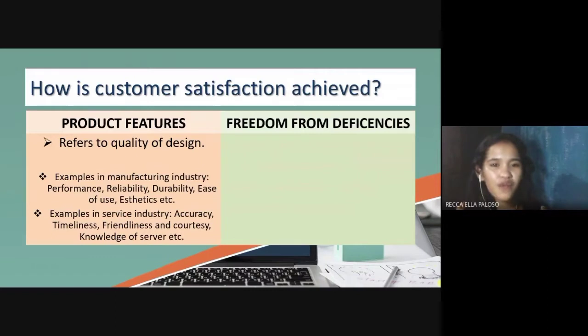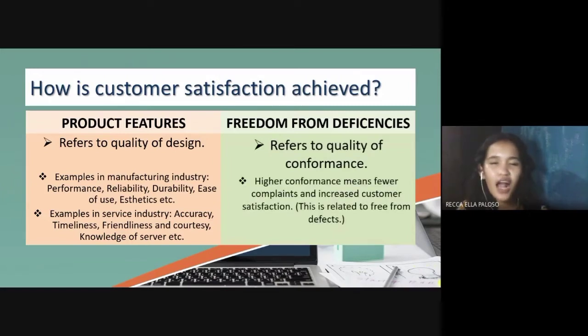For example, in the manufacturing industry, performance, reliability, durability, and ease of use are used as a basis of the satisfaction of the customer. And also in the service industry, the accuracy, timeliness, friendliness, and courtesy, and also the most important, the knowledge of the server. Freedom from deficiencies refers to the quality of conformance. So basically, higher conformance means fewer complaints and increased customer satisfaction. So in order to achieve higher customer satisfaction, we need to have higher conformance.